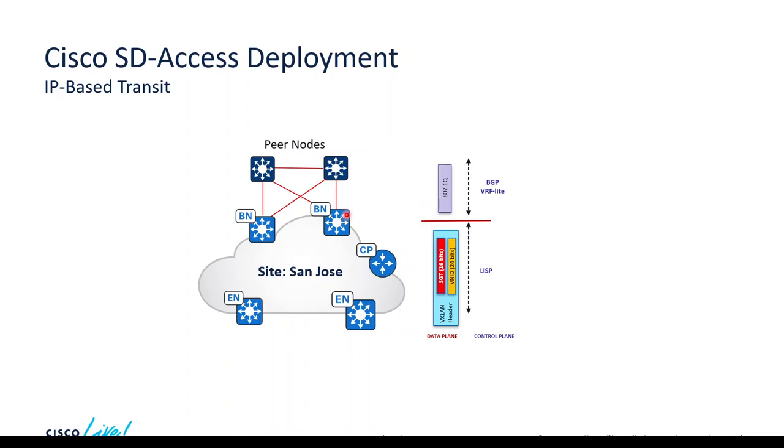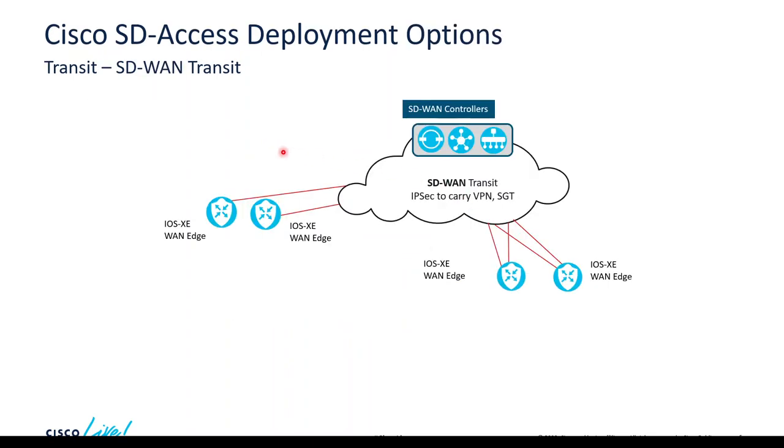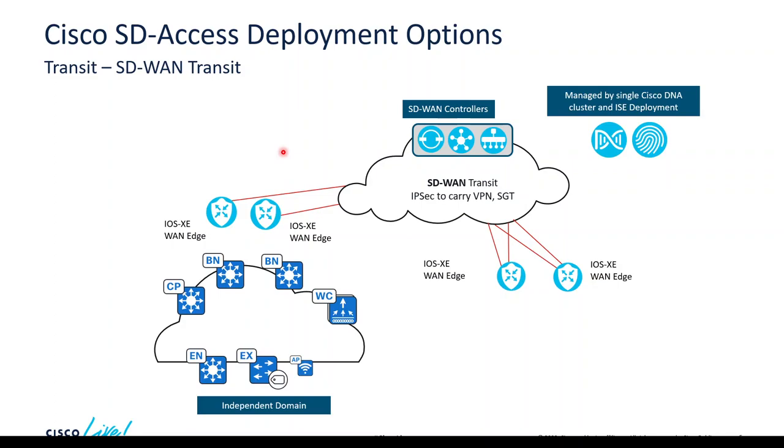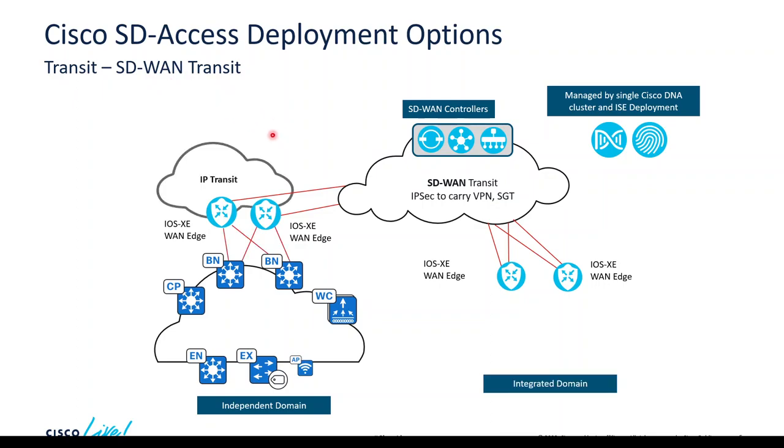Essentially it's a BGP automation that DNA Center does on the border node, and then a manual configuration on the fusion devices. So that gets carried in a VRF-like type of configuration. Then we have the SD-WAN transit. There's a couple of versions to this.